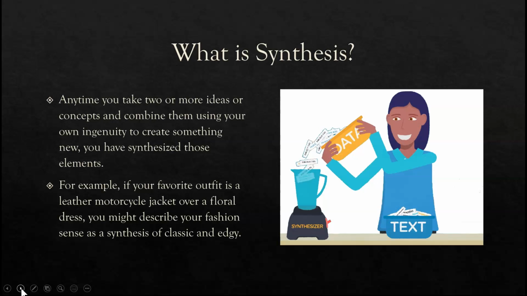For example, your favorite outfit is a leather motorcycle jacket over a floral dress. You might describe your fashion as a synthesis of classic and edgy. You're combining these two elements. When you're writing a synthesis, you're combining multiple sources, which is what the essay on the AP test is. They give you multiple sources, and you have to combine them to form your own opinion.